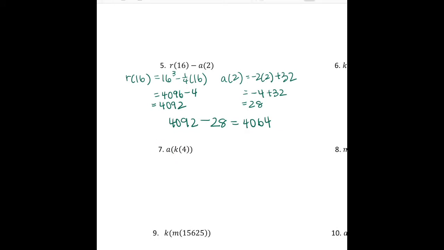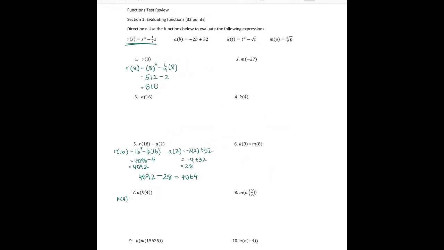If you have a problem where you have two functions, so you have K of 4 inside of A, you're going to solve whatever's on the inside first. So you're going to do K of 4 and then plug whatever you get into A. K of 4 would be 4 squared minus the square root of 4, which is 16 minus 2, equal to 14. So now you can do A of 14, which is the same as A of K of 4. That's negative 2 times 14 plus 32, which is negative 28 plus 32. So your final answer should be 4 for that question. That should help you figure out the rest of that page.